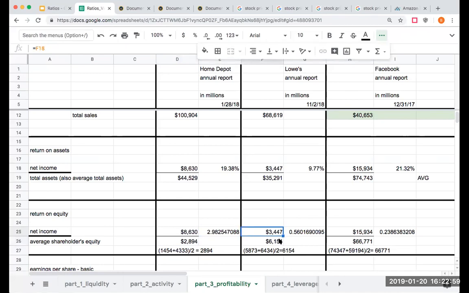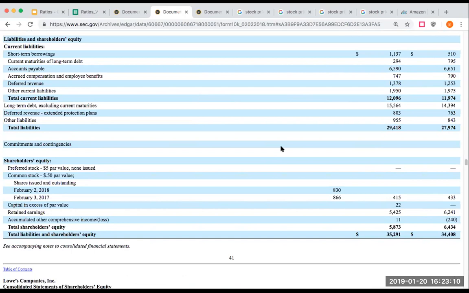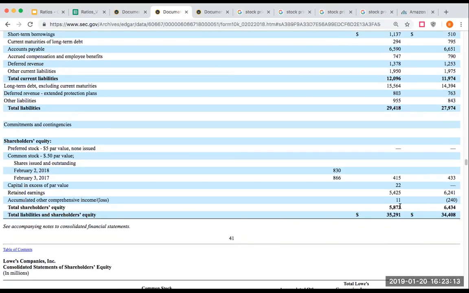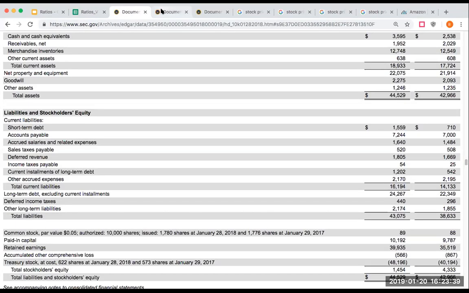If we look at the return on equity here for Lowe's, we have 3.4 billion, and we're dividing that by average shareholders' equity of 6.1 billion. And so how did I get that shareholders' equity? It's the 6.4 plus the 5.8 divided by 2. And so I'm getting here 6,154 million. So that number here in terms of return on equity is 0.56. And for Facebook, their average shareholders' equity was 74 billion and then 59.1 billion. So their return on equity was about 0.23.